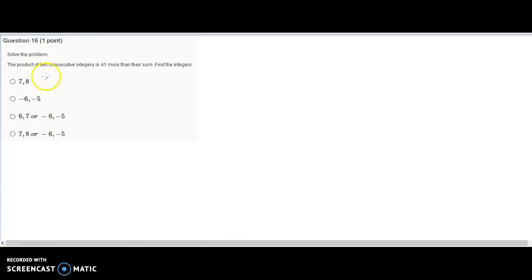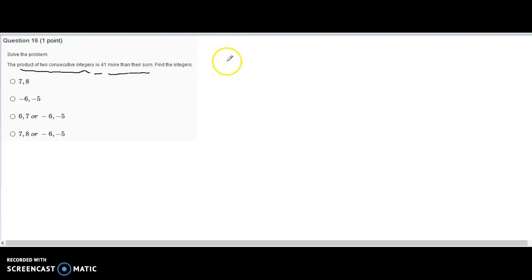Okay, so here we have number 16, and this is a word problem, a story problem. So our first task is to translate these words into a number sentence. So let's start with the product of two consecutive integers. Product means multiply, and two consecutive integers means two integers that are 1 apart.